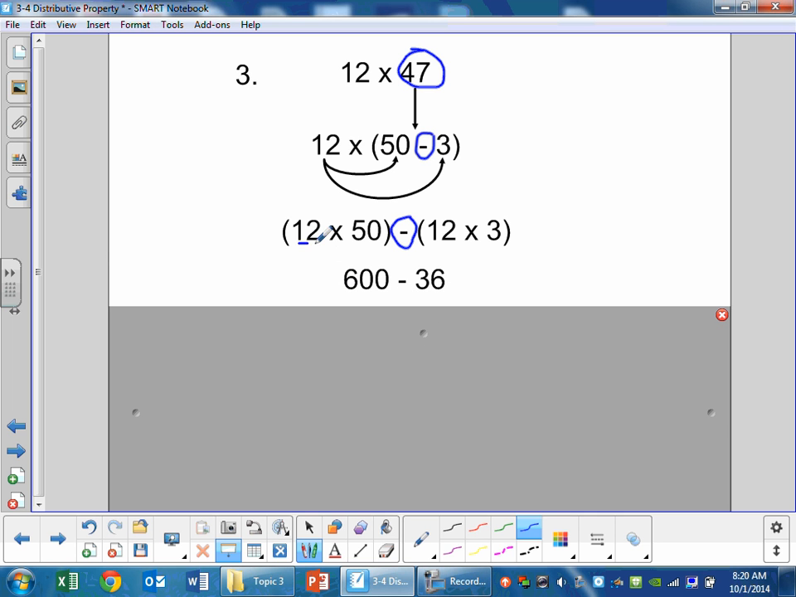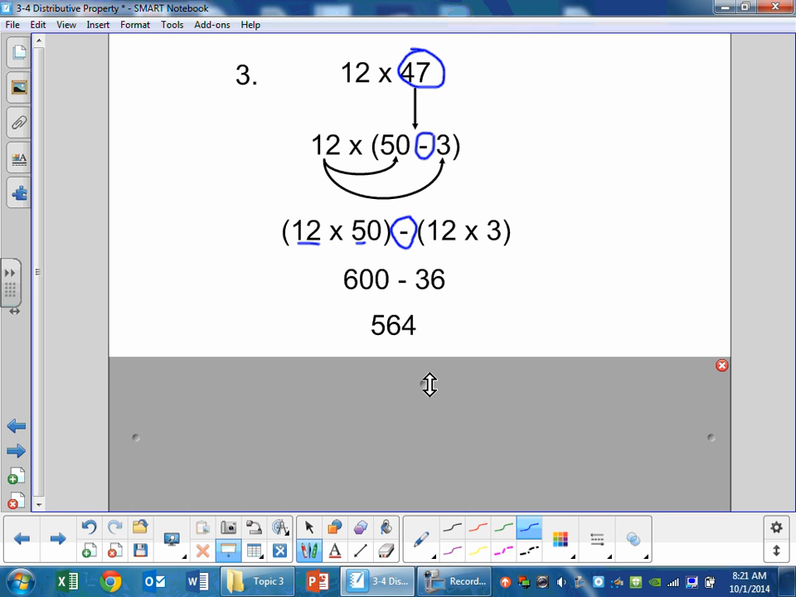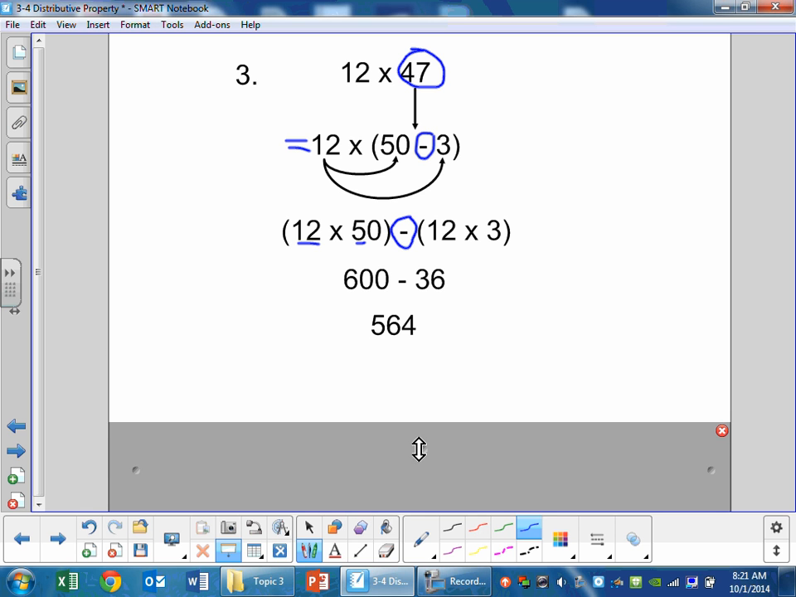So I've got my basic fact, 12 times 5, which is 60. Then I add one more 0. And 12 times 3, which is your basic fact. So 600 minus 36, which gives you 564. Okay? Now I know that one looks a little bit different, but think about it. 12 times 47 is the same as, so it's equal to, 12 times 50 minus 3. Because what's the value in here? It's still 47. Okay?